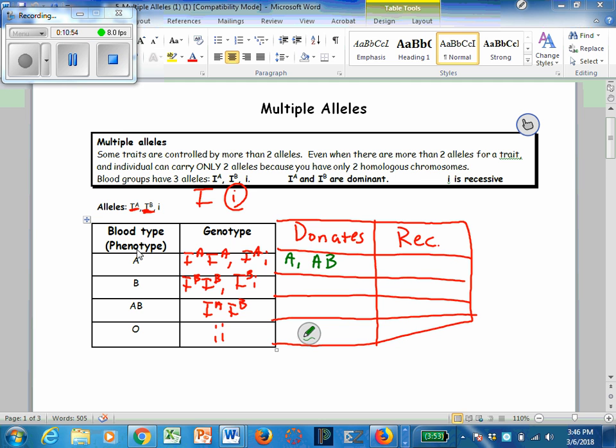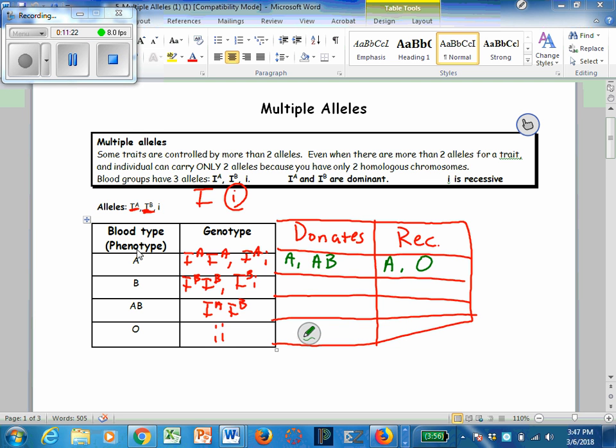A individuals can also receive blood from A people. Although you can donate to AB, you cannot receive from AB because your body won't recognize the B protein. You can also receive blood from the O individuals. Your body is able to not fight against those O people. They don't have that protein on the surface, so it's not seen as an invader.